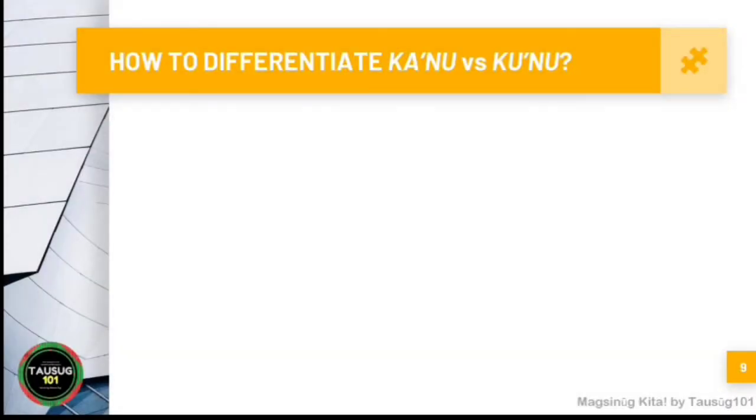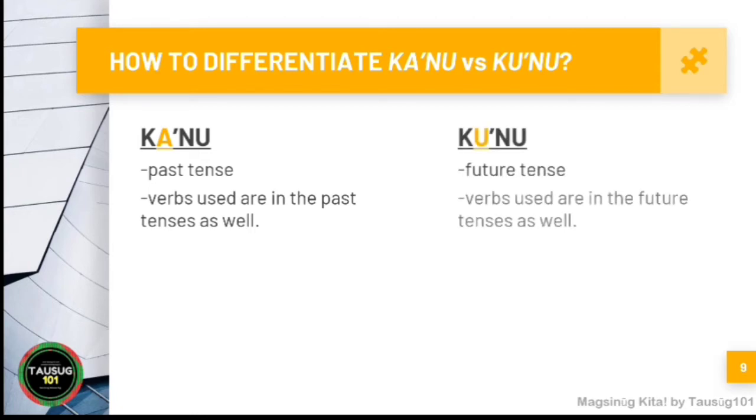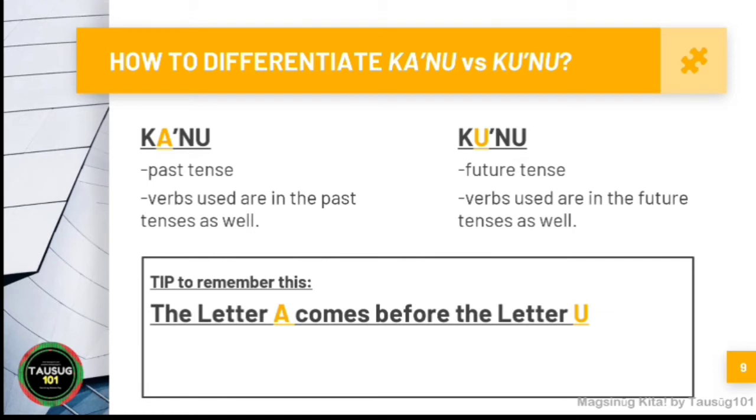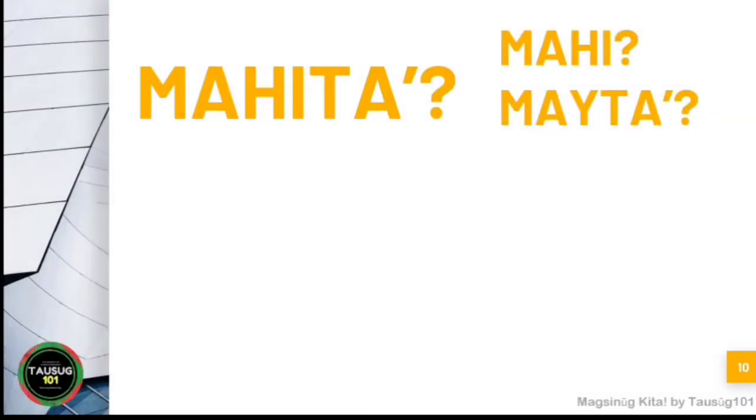How to differentiate kanu versus kuno? Kanu is used in the past tense. The verbs used here are in the past tense as well. Kuno, on the other hand, is used in the future tense, so the verbs used here are also in the future tense. A simple tip to remember is that the letter A comes before the letter U. Therefore, kanu always comes first. That means it already happened before kuno, which is in the future. Kanu, kuno.